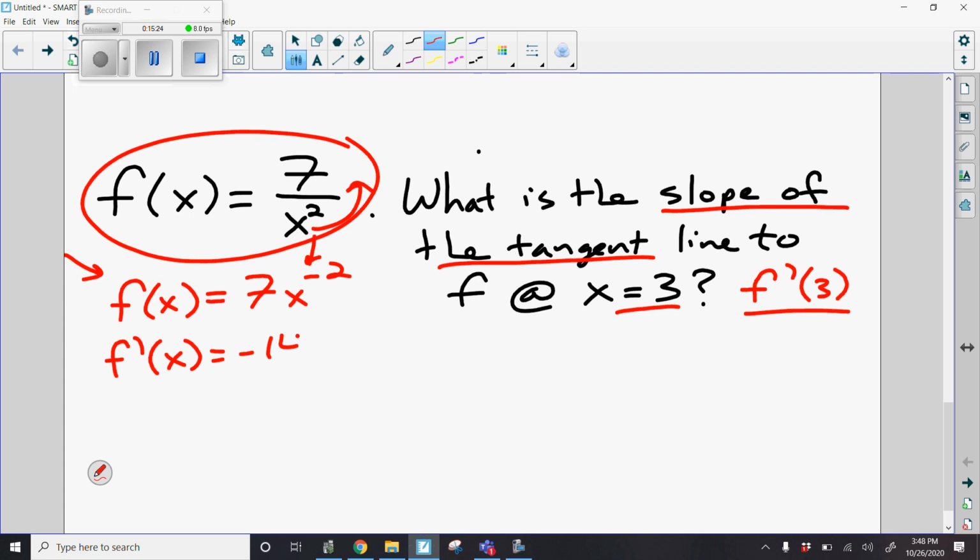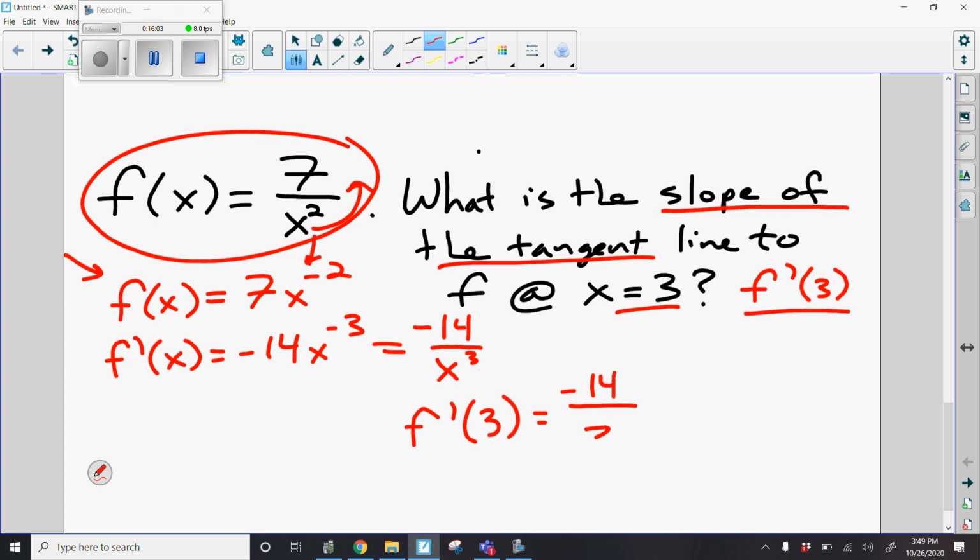And I got negative 14 x to the negative 3. And because I'm going to be plugging in the number 3 here, I don't want to do 3 to the negative 3 power. I don't want to work with negative exponents. So I'm simply going to rewrite this. I'm going to drop that x to the negative 3 into the denominator, leaving the negative 14 on top, and switching that exponent to a positive 3. Now when I want to find f prime of 3, it's very simple. F prime of 3 must be negative 14 over 3 cubed.